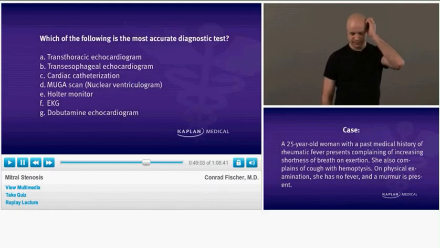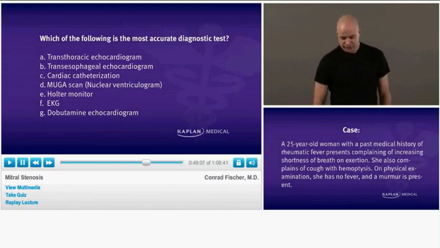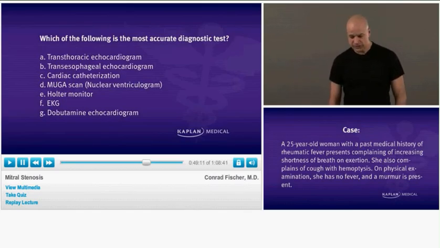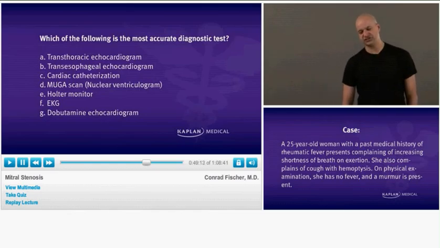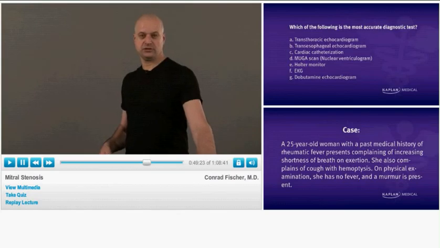Well, next person here. A 25-year-old woman with rheumatic fever. No rheumatic fever, but no current fever. What's the most accurate diagnostic test? The most accurate diagnostic test is the cardiac cath. Left heart cath. Cardiac cath. Hey, I didn't say I do it, but it is the most accurate.